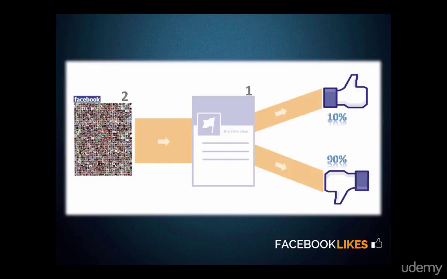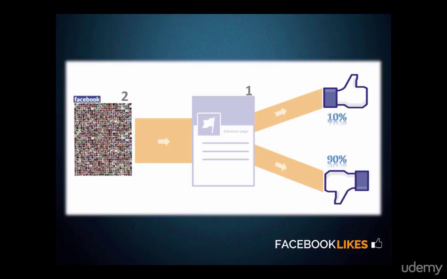Step 1 is in the middle. That is our optimized Facebook business page. Again, the more optimized our page is, the higher our rate of likes will be for people on the page. So as you can see on the right, I have 10% of people liking the page and 90% of people not liking. It's not a dislike of the page. You can't dislike a Facebook page. It's that they don't press the like button. So our goal is to maximize this 10% to the highest number it can be by creating our appealing page.